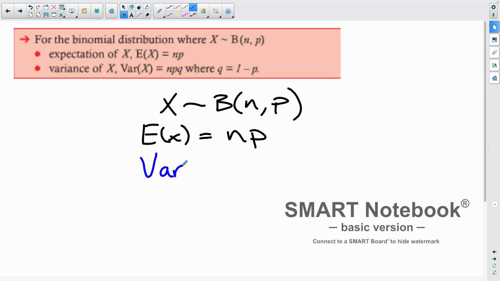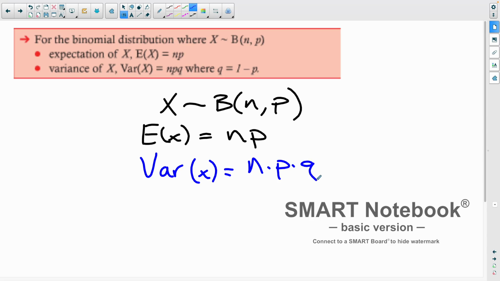Have we talked about variance before? What is variance connected with? Anybody remember what variance is connected with? Standard deviation. Variance and standard deviation went together. All right? If you take the square root of variance, then you get standard deviation. Or vice versa. If you square standard deviation, you get variance. So I have a way to find variance here. Variance is n times p times q.